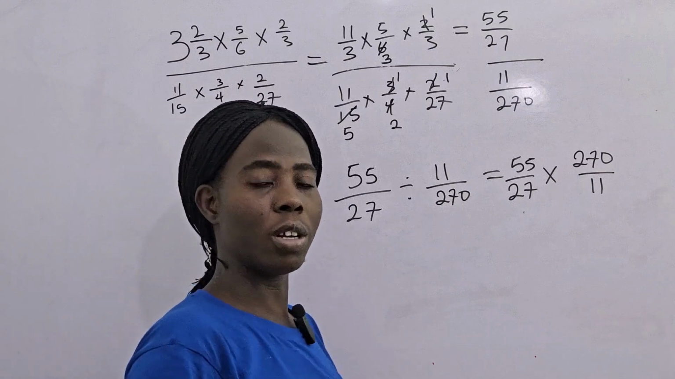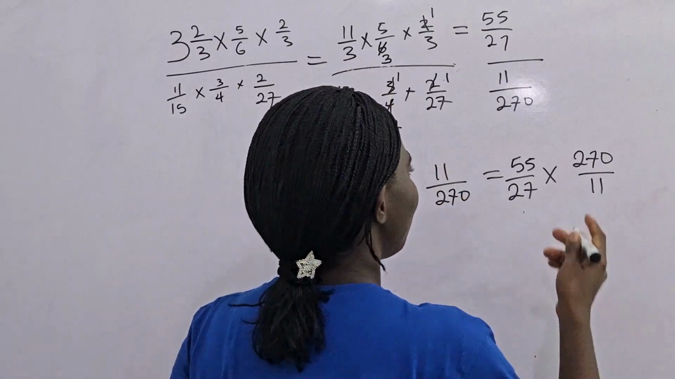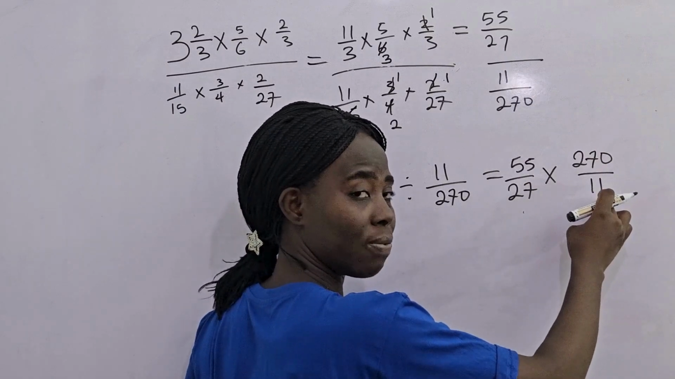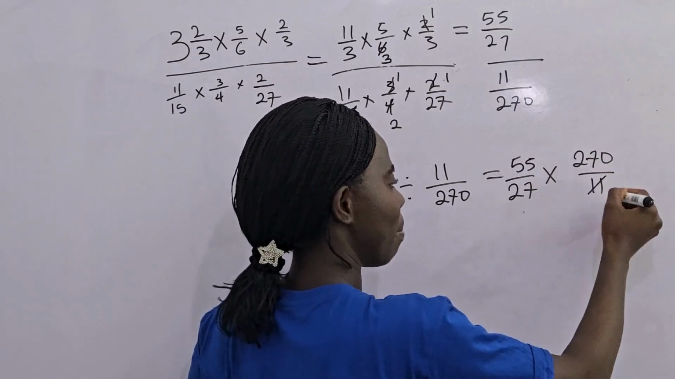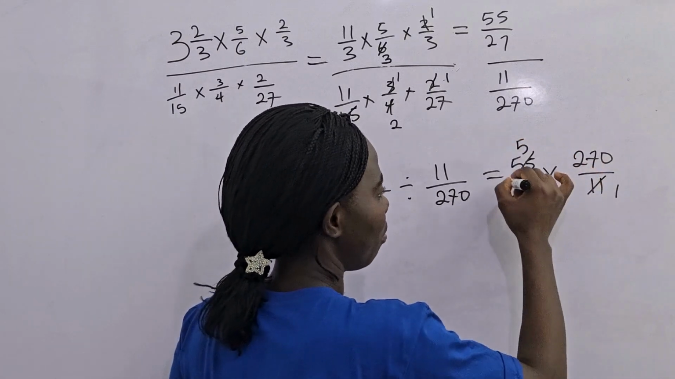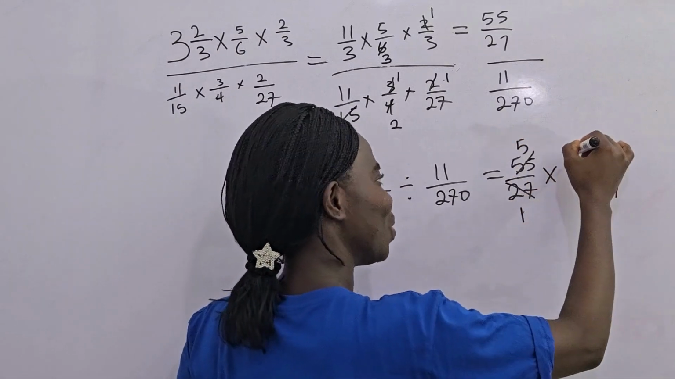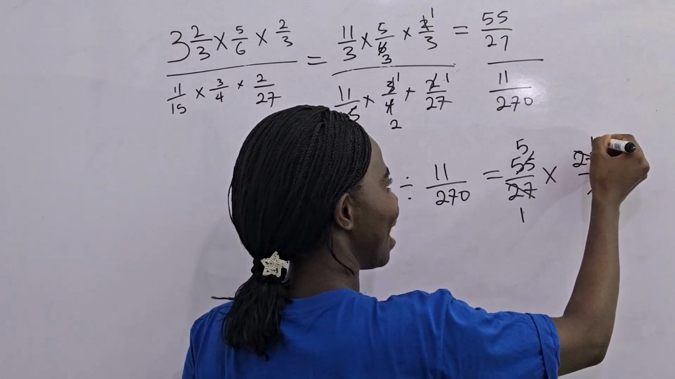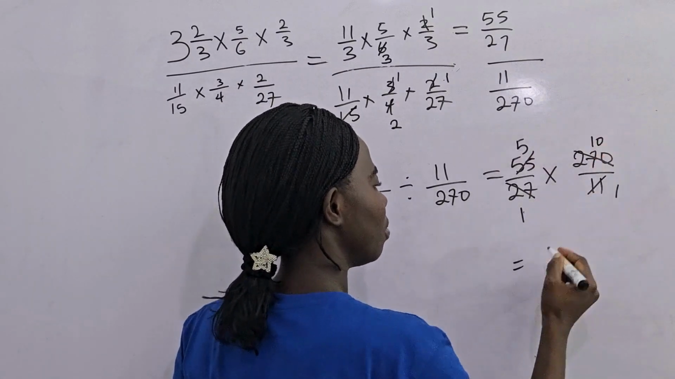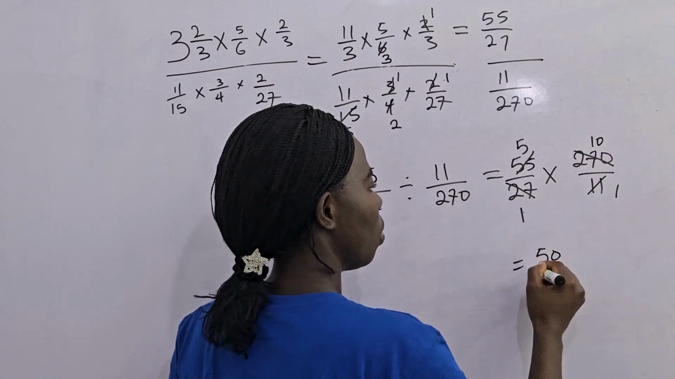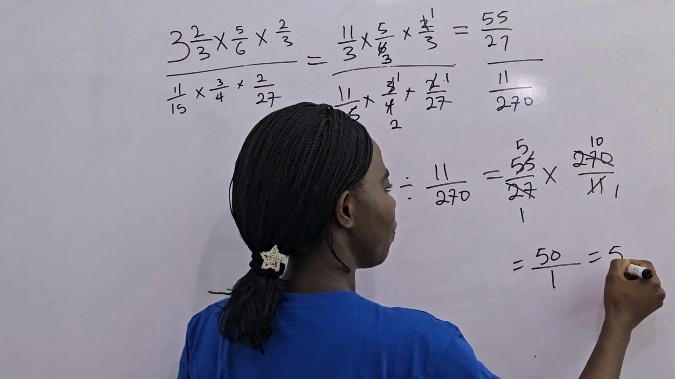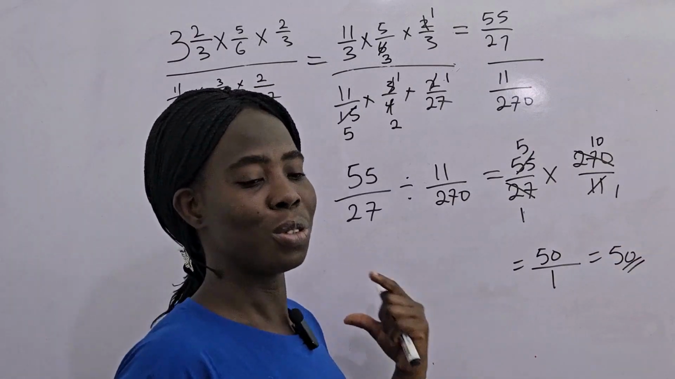Now we're back to our rule of up and down. So 55 can be divided by 11, 5 times. 11 can also be divided by 11, that's 1 time. Of course, this is obvious. 27 divided by 27, 1. 270 divided by 27, 10 times. So we are left with 5 times 10, which is 50, over 1 times 1, which is 1. And the answer is 50.